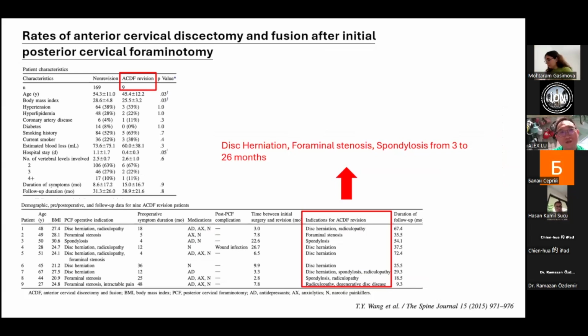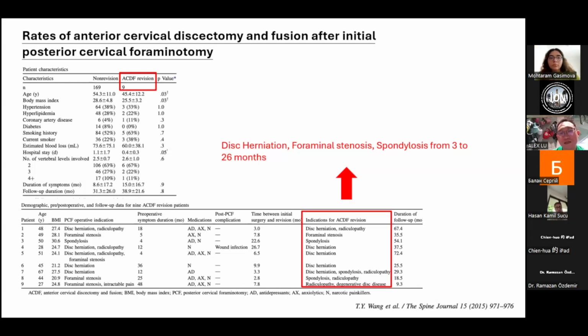Because we start to do the PCF, but PCF has already been developed for a long time. Is there only drawback of the PCF? So this is another study in 2016. They compare, they do every patient with the PCF as initial procedure, and they use ACDF as a rescue surgery. It's a primary outcome.